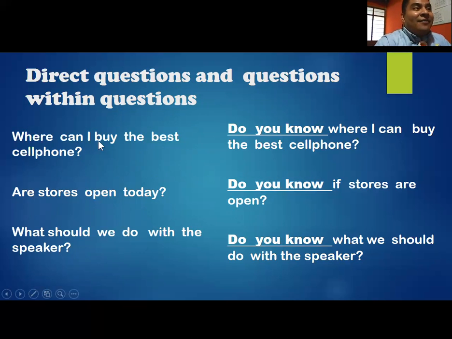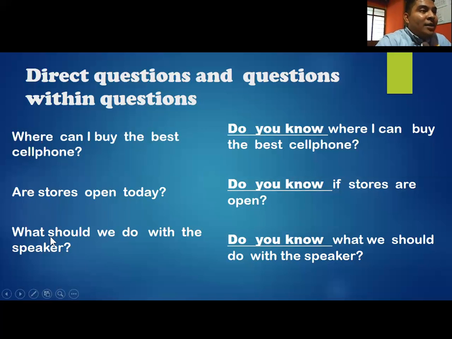Where can I buy the best cell phone? Okay, where can I? Can is the auxiliary and can is before the subject. Where can I buy the best cell phone? Where? Are stores open today? Are is the helping verb or the auxiliary here, and the auxiliary is at the beginning. Are stores open today? So if you identify, the auxiliary is at the beginning, can and are.